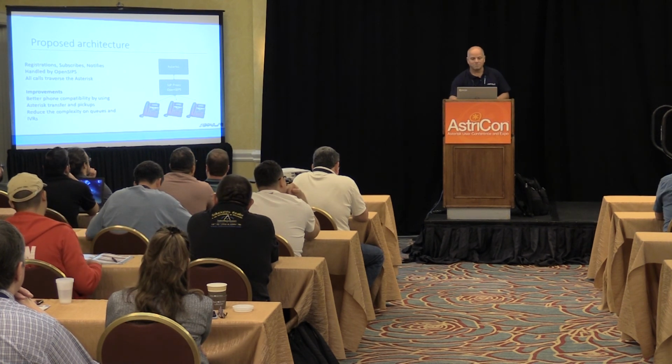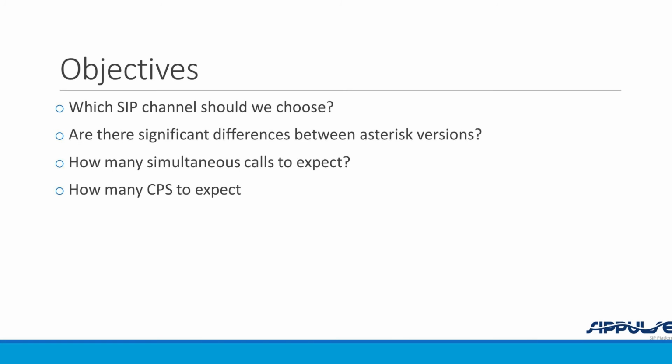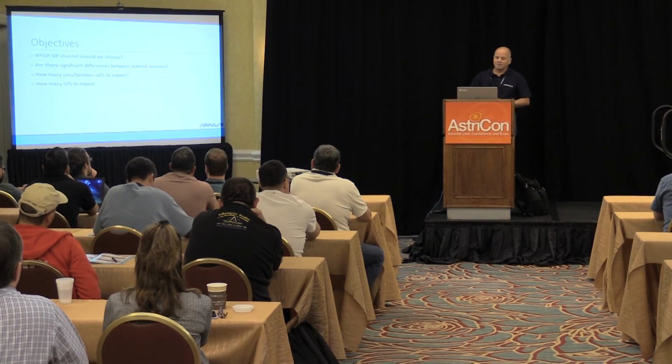So the objectives were: which SIP channel should we choose? Are there significant differences between Asterisk versions? Are there significant differences between the channels? How many CPS to expect from Asterisk? How many simultaneous calls to expect? That's where we have a lot of questions before we start.